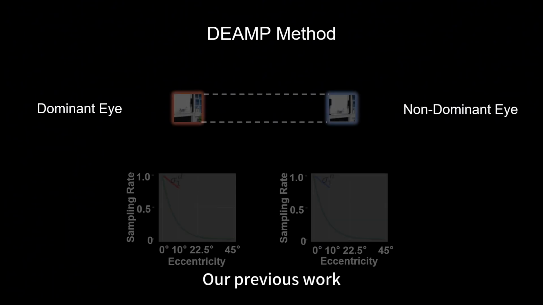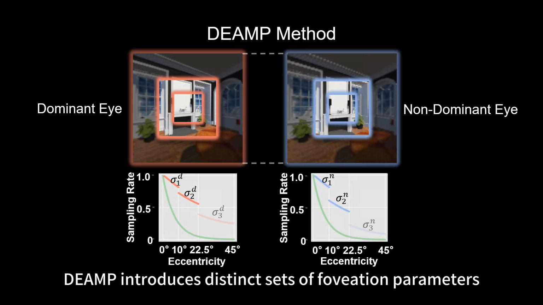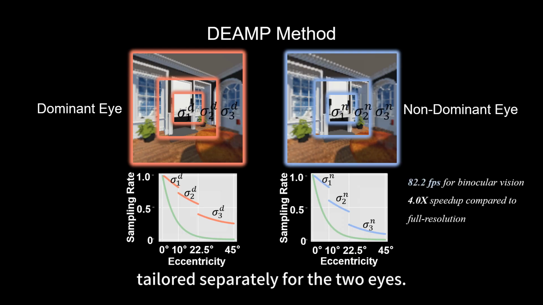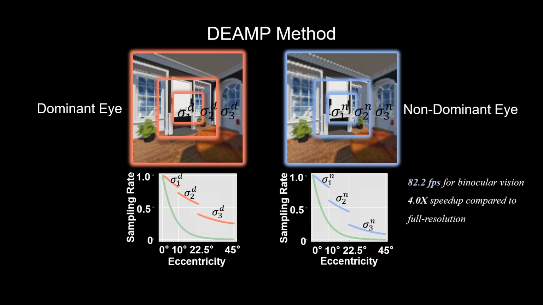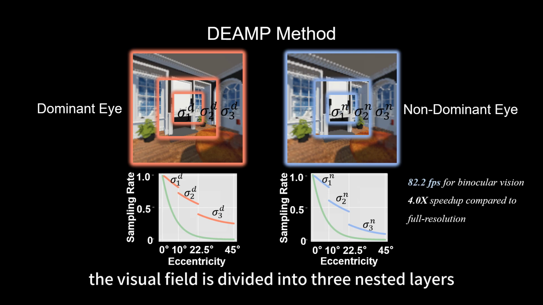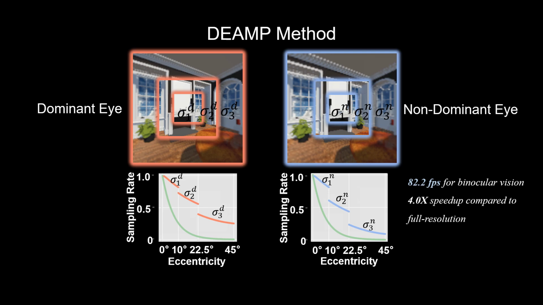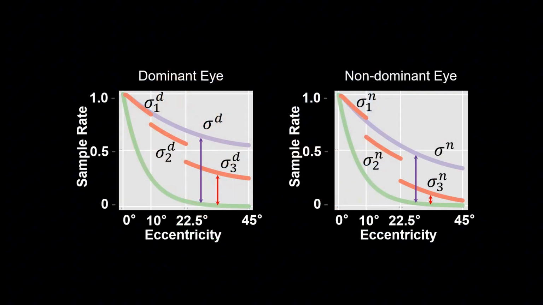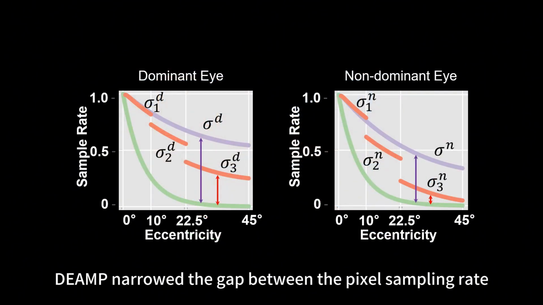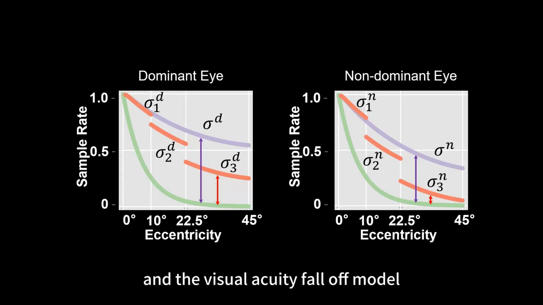Our previous work DEEMP introduces distinct sets of foveation parameters tailored separately for the two eyes. For each eye, the visual field is divided into 3 nested layers based on eccentricities. Each layer uses a single parameter to control the level of foveation. DEEMP narrowed the gap between the pixel sampling rate and the visual acuity fall-off model while maintaining perceptual quality.